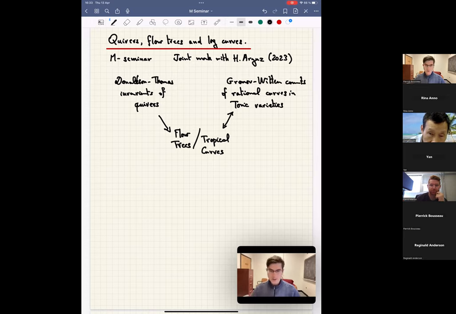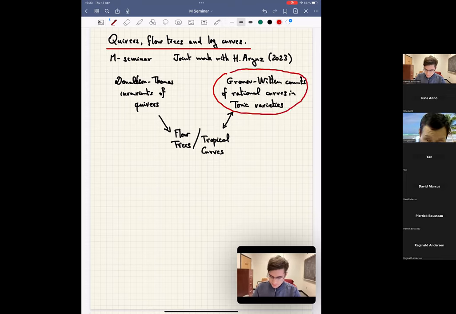This basic picture, in particular the connection between Donaldson-Thomas invariants and these flow trees via wall-crossing, and the fact that they should be viewed as tropical curves, is suggested in a paper by Kontsevich and Soibelman around 2013. And what I will describe is a specific example where one can prove something. In particular, what is maybe interesting is a precise description of this count of curves here.